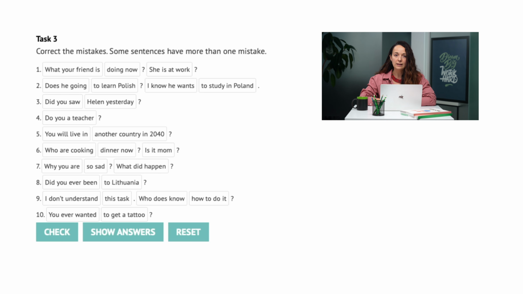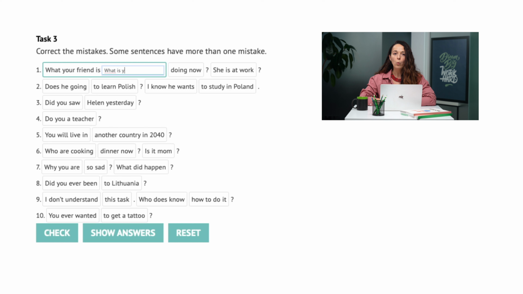What your friend is doing now? Is this a question to the subject? No, because we've got the subject, your friend, in the sentence. It means we need a word order of a regular question. Is goes before your friend. What is your friend doing now? Okay, please continue on your own and don't forget that there are 2 sentences in number 1. You've got 7 minutes. Don't check at the end, please.